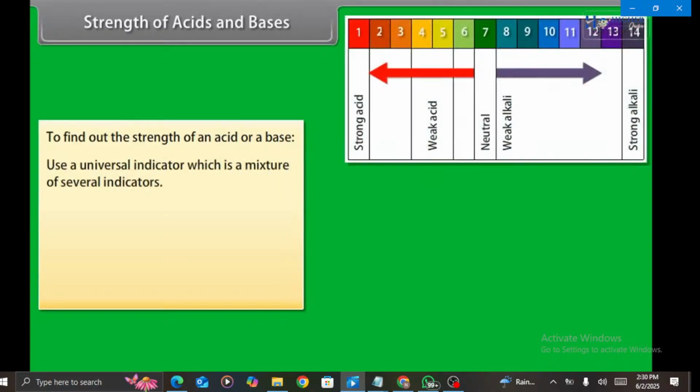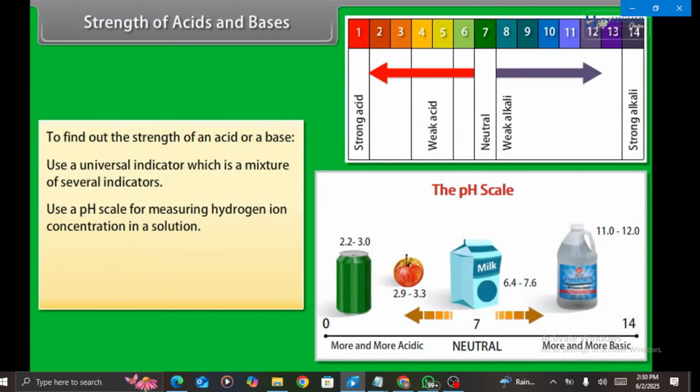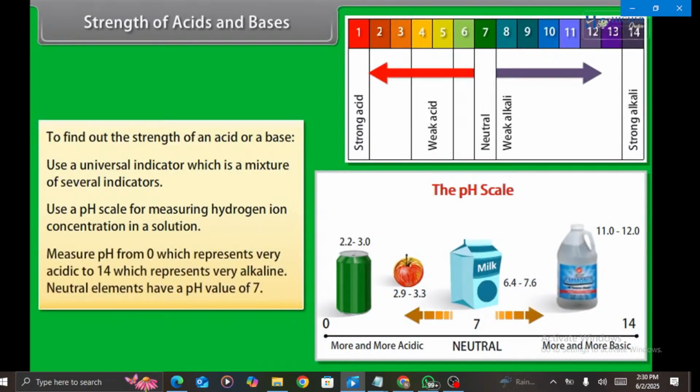The universal indicator is a mixture of several indicators. It shows different colors at different concentrations of hydrogen ions in a solution. A pH scale is a scale of measuring hydrogen ion concentration in a solution. You can measure pH from 0, which represents very acidic, to 14, which represents very alkaline. Neutral elements have a pH value of 7.